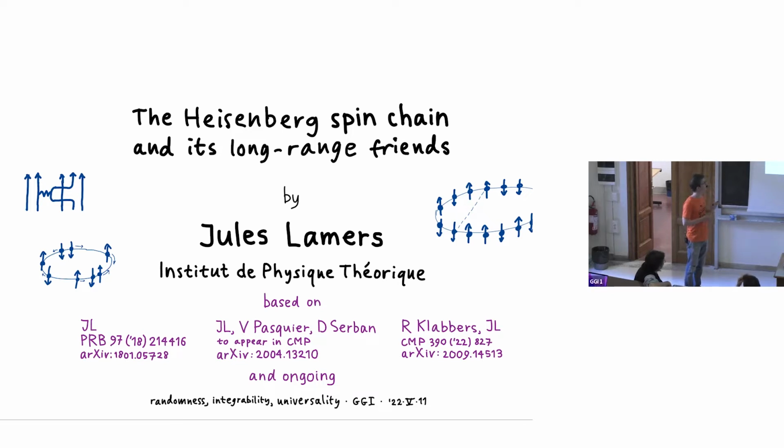And indeed, today I'll talk about the Heisenberg spin chain, which I suppose is known to everyone, and its long-range friends. So I like long-range quantum integrable spin chains. And I want to argue that the Heisenberg spin chain naturally sits in the long-range world, really. It's a special nearest neighbor point, but it's quite interesting to view it in the context of long-range spin chains. This is based on work with Rob Klabbers, who's a longtime collaborator. He's in Berlin now, and with Vincent Pasquieu and Sidina, who are both here.